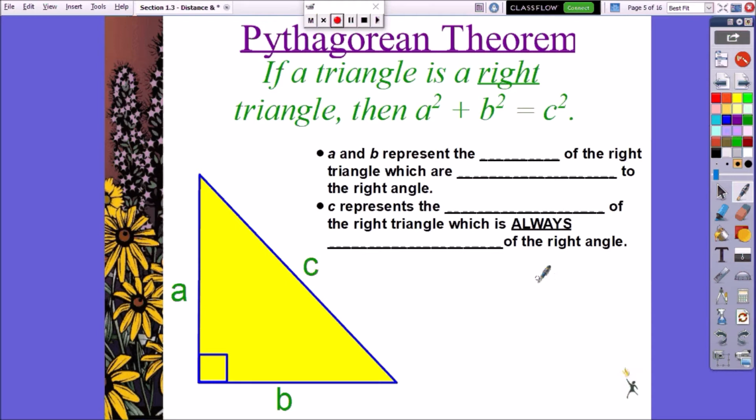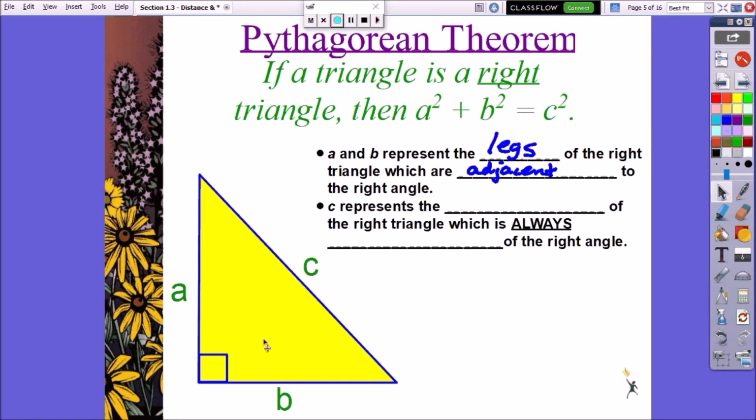Now the A and the B represent what we call the legs of the right triangle, which are adjacent, and adjacent just means right next to. They are adjacent to the right angle. So here's my right angle. What's right next to the right angle? Well, side A and side B are right next to it. And those, again, are the legs of the right triangle.